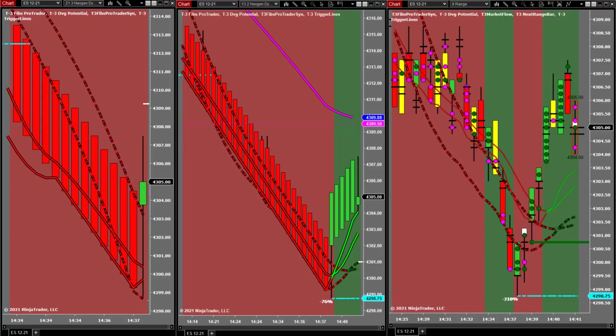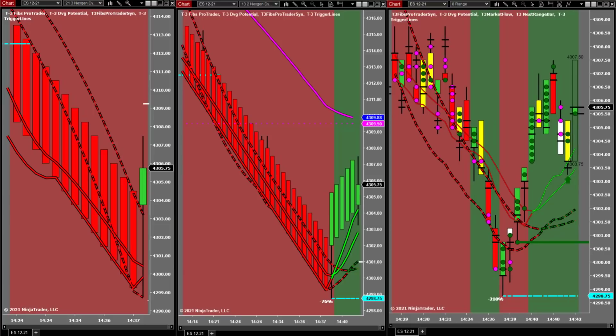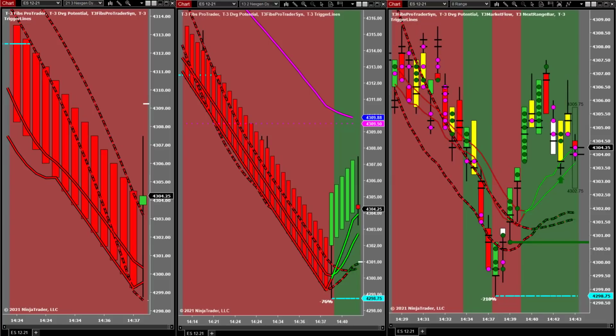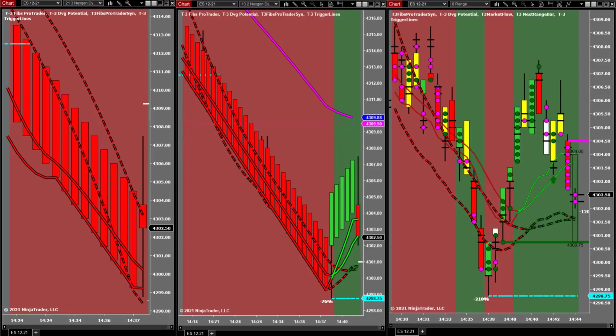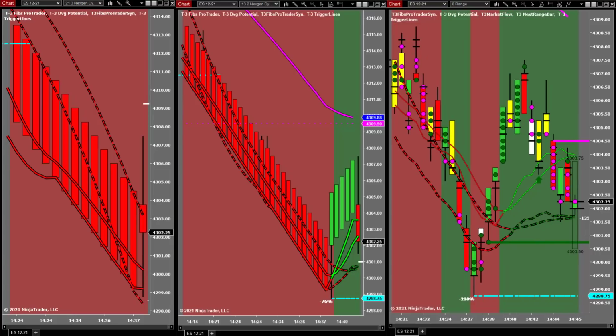You know, 4,300 is a major number. Obviously, there's not any fibs there because we've gone down so far. We're really kind of outside of a 3x range on a normal day. So there's not really any support areas. The only thing we have is trigger lines here. So watch, we just pulled back to our large trigger lines rolling up on the market flow chart.